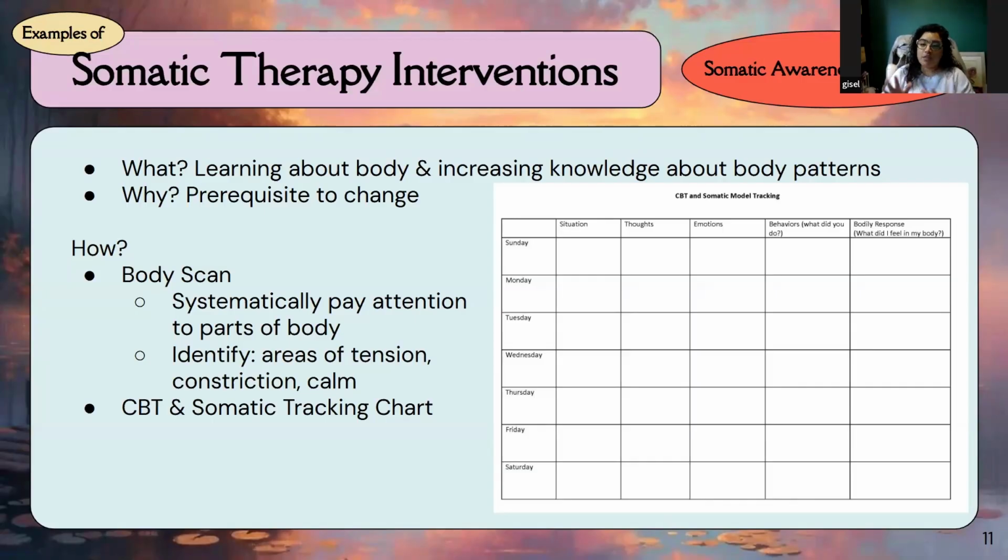So I had created this chart because, and this is where integration is very helpful, right? I created this chart because in CBT, you're already tracking your thoughts, your feelings, your behavioral responses, right? And I just wanted to make it simpler for clients and for myself by adding just a bodily response section, right? Because again, remember the steps. At some point, you are going to do pattern recognition. And what better way than to have all the data together, right?